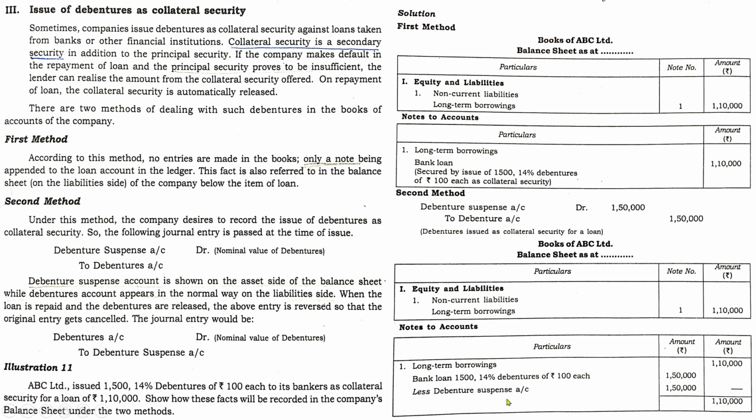There is no rule that you have to deduct the debenture suspense account. You can either show it by deducting it from the debentures on the liability side, or else you can show it on the asset side. In that case, you need not deduct debenture suspense on the liability side. Simply write the debenture suspense 1,50,000 on the asset side. So this is how you have to follow.